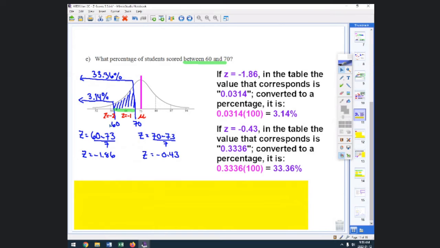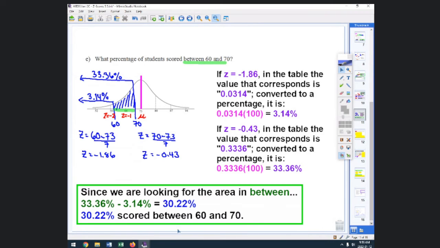What's the difference between 60 and 70? Just, isn't it 10? 10. How would I get that? 70 minus 60, subtract them? So what if I subtract those percentages? Do I get what's in between? I do. So the upper percentage, 33.36 minus 3.14, I get 30.22% of the students scored between 60 and 70.